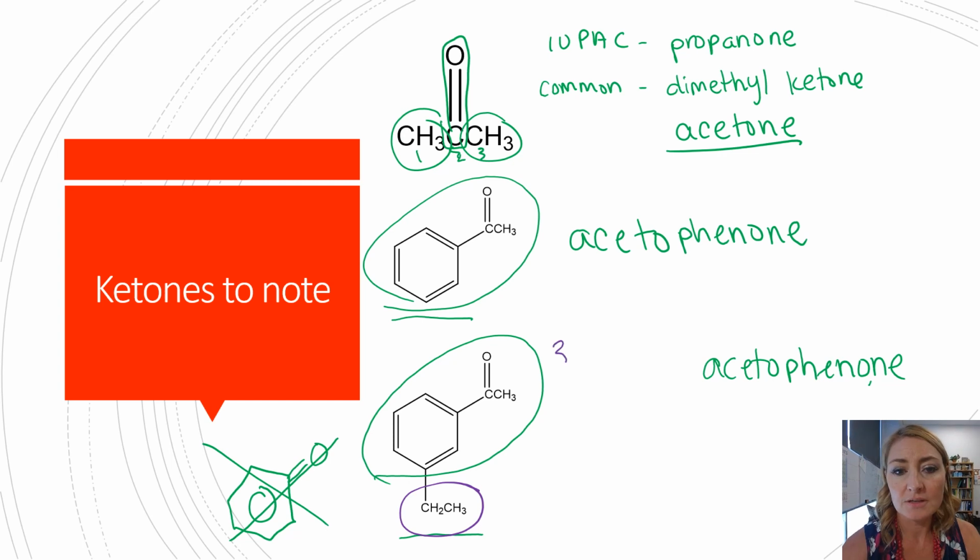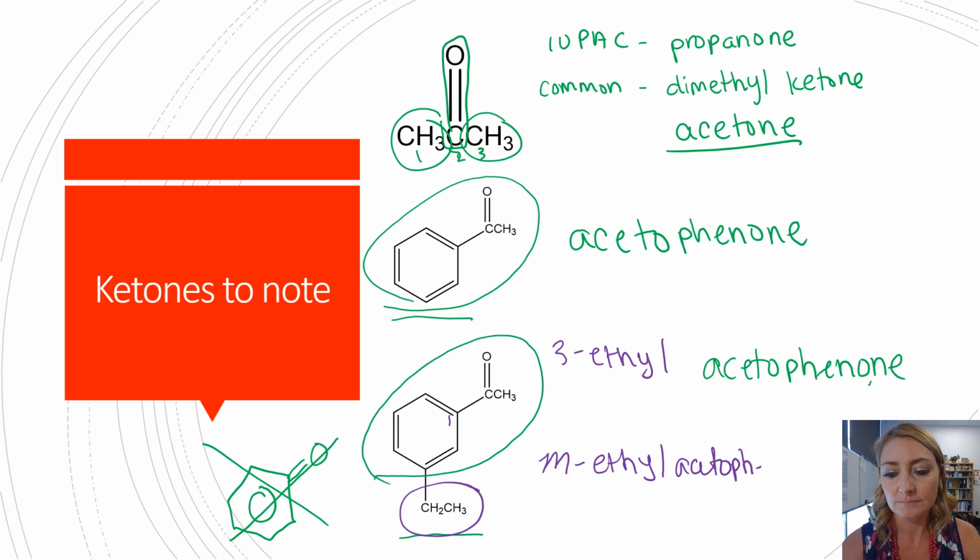So I could call this 3-ethyl acetophenone because your ketone is going to get position number 1 and you want to get the next lowest number, so you have to count in the direction that gives you a lower carbon. We could also use our OMP designations, and 1 and 3 is M, so this could also be M-ethyl acetophenone. All right, so make sure you commit acetophenone and acetone, dimethyl ketone, propanone to your memory.